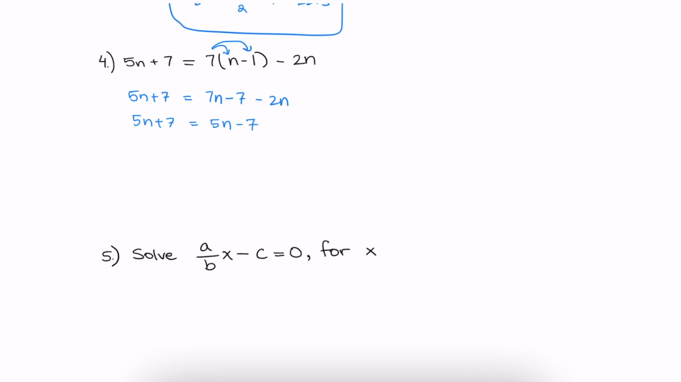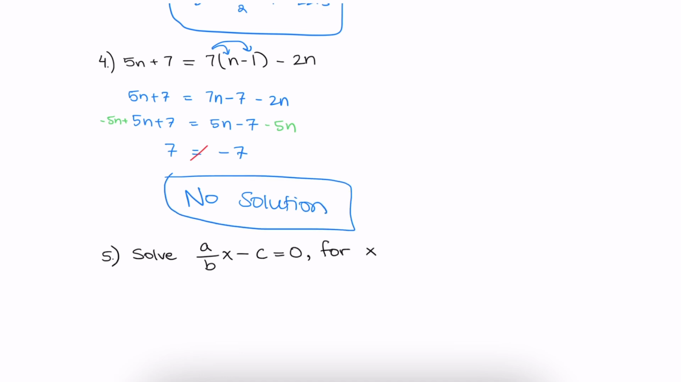So this is actually no solution, because if you subtract 5n from both sides, then you get 7 equals negative 7. But that's just not true, right? So the answer here is no solution. Which, if you want to get a little higher end with it, you could also just write that little notation right there, which also means no solution.